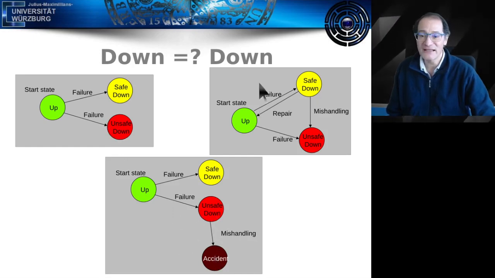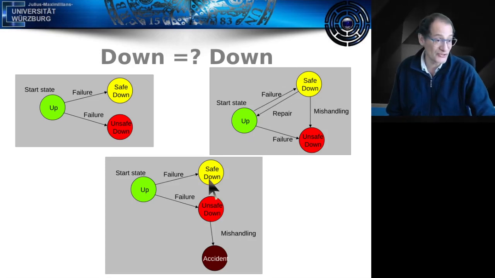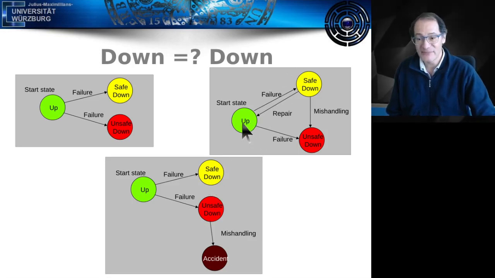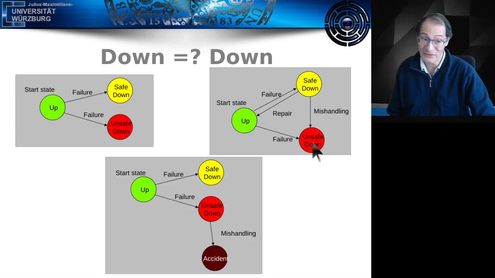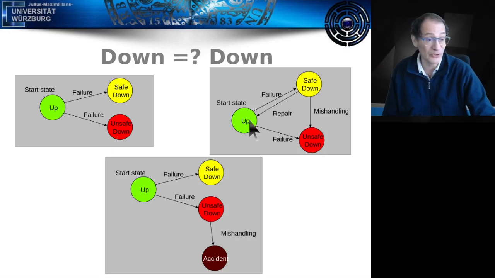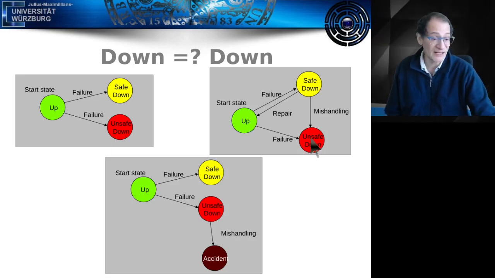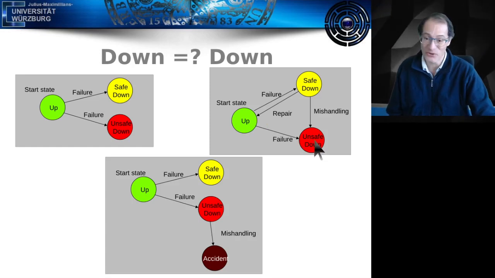And we can have this other situation, which is very normal. The system is working properly. We have a failure. We have a short safe down. We repair, and we continue working. Or we have a failure. We go to unsafe down, then maybe we have an accident and there is no way back to working again. So even if we have implemented some recovery after the accident, there is no recovery anymore. That is the end of the story now.